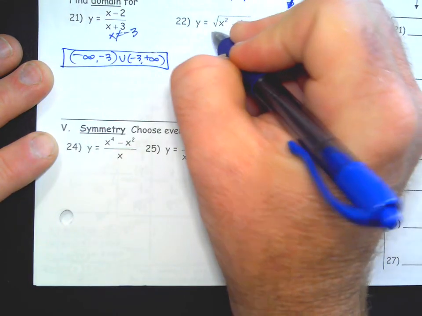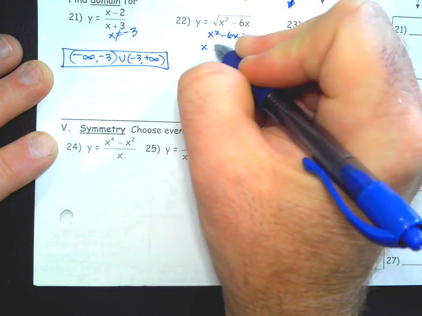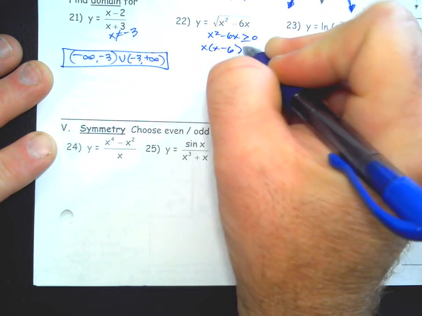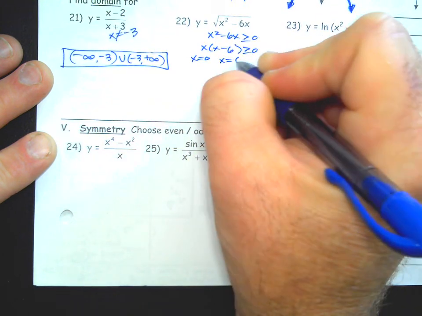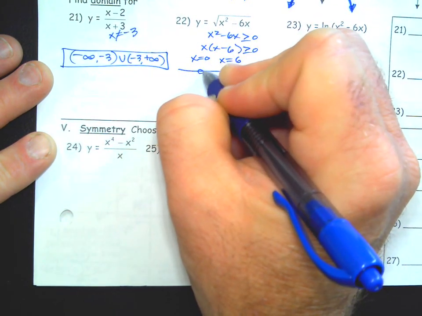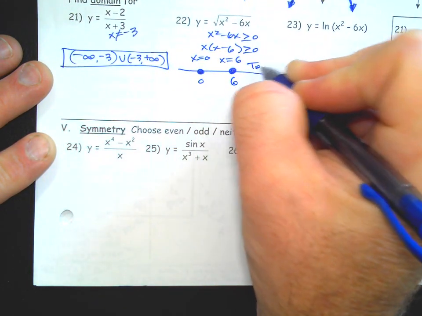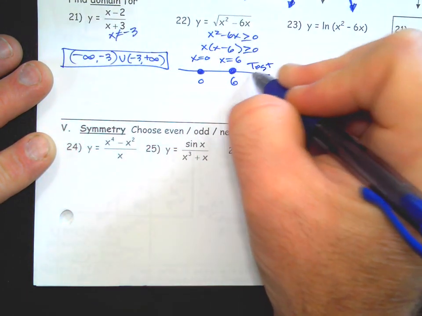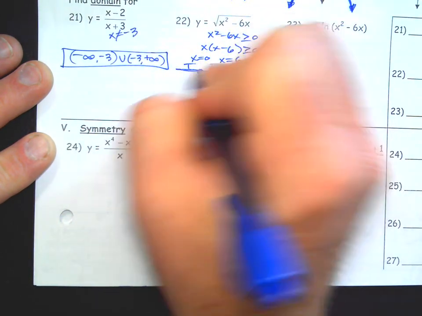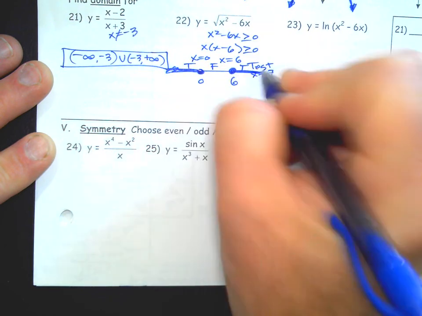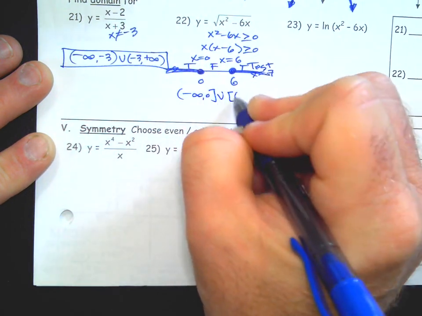Okay, this one, the inside has to be positive or 0. So then you're going to factor it. And you get a polynomial inequality. So you're going to do a line check like we did back in chapter 1. These are going to be solid dots. I'm going to test a value. Tell me what you test. X equals 7. True, false, true. And so it's going to be -infinity to 0, bracket, and then 6 to positive infinity.